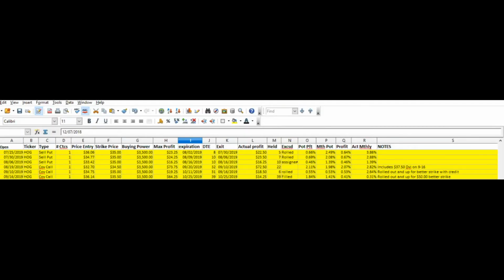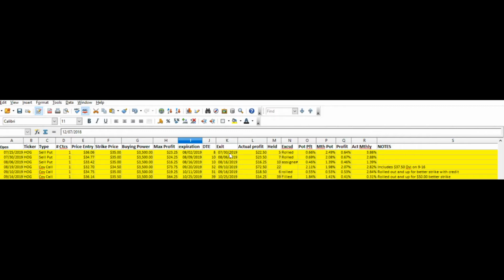Okay, we're going to move on to another one, a little bit easier, a little quicker one. This was Harley Davidson, HOG. Love their ticker. On July 25th, I sold a put, one contract. The price at entry was 36.06. I did a strike price of $35, so obviously buying power is 3,500. Maximum profit was 23.25 with an 8/02 expiration, so it was 8 days out.